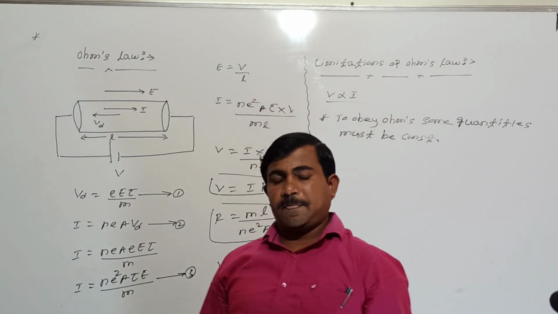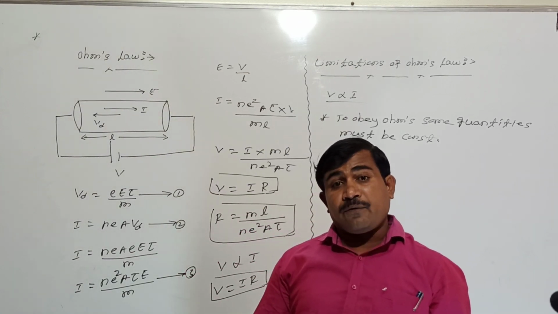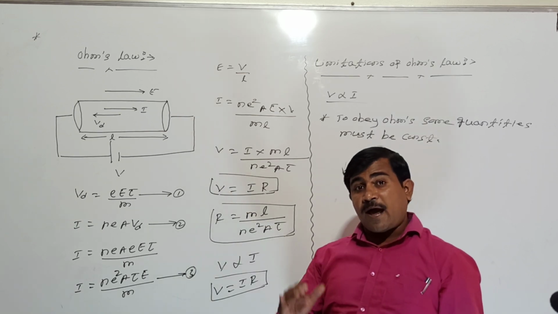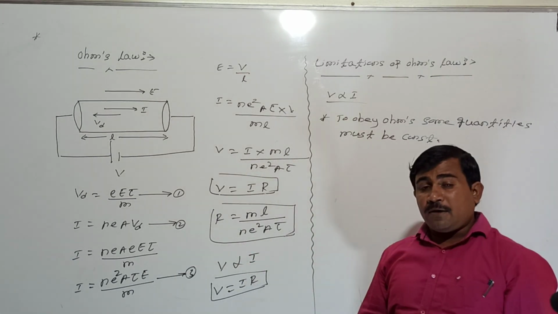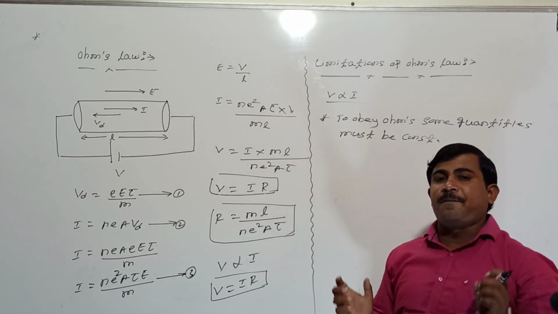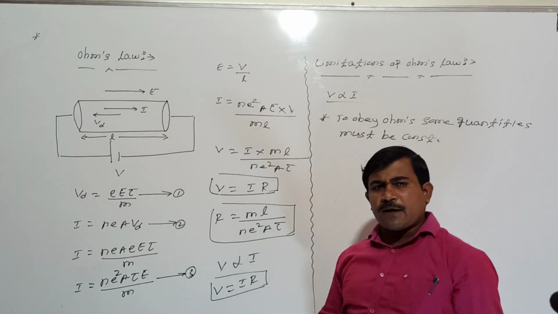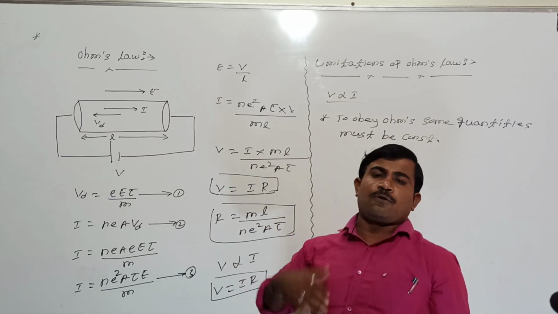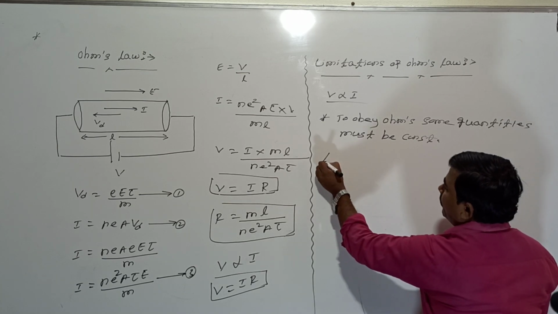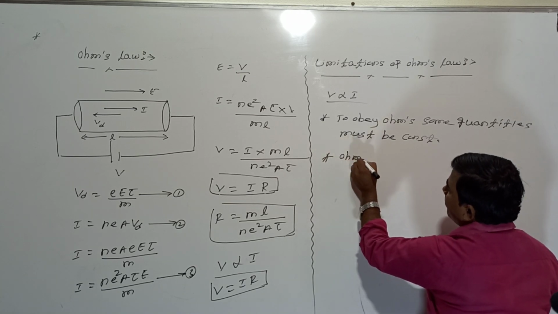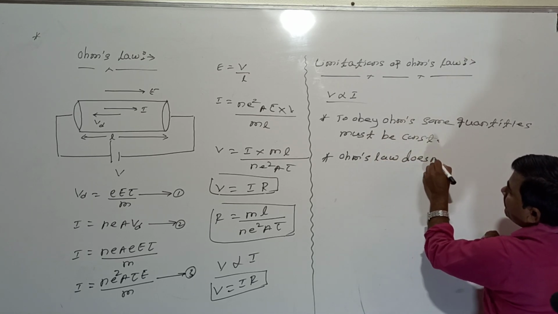The second limitation is that Ohm's law is not valid at a very low temperature and not valid at a very high temperature. V directly proportional to I is valid only for intermediate temperature, I mean only for room temperature, or a little above or below room temperature. Ohm's law is not valid otherwise.